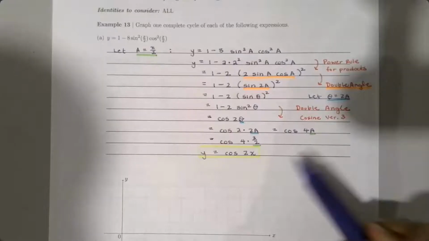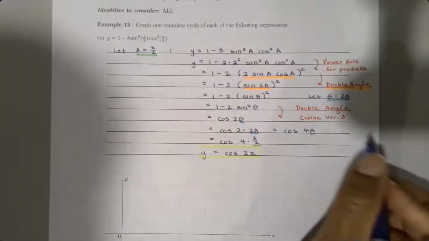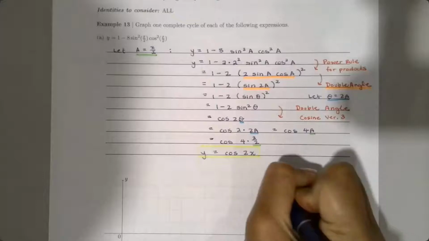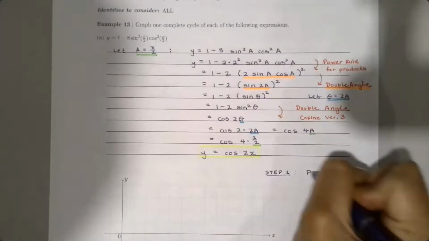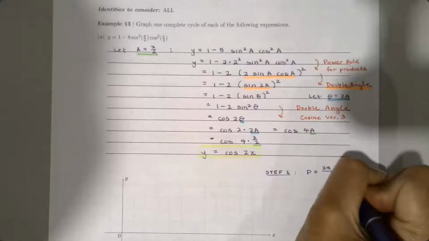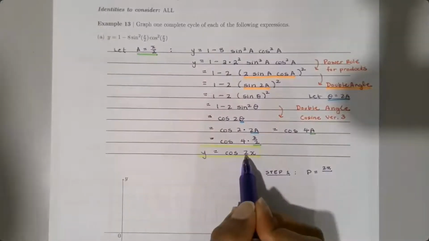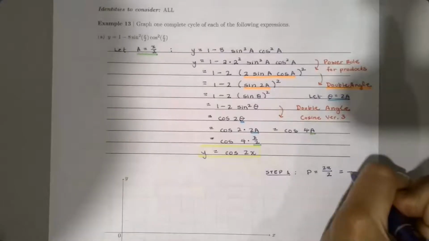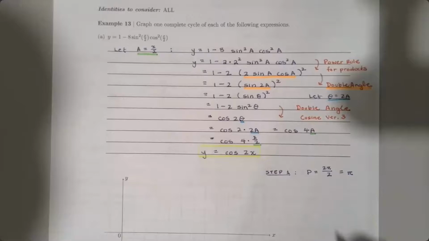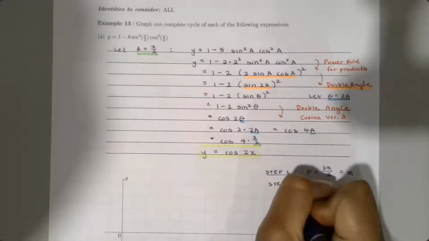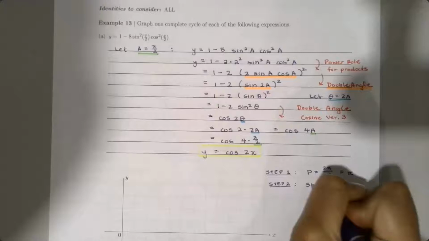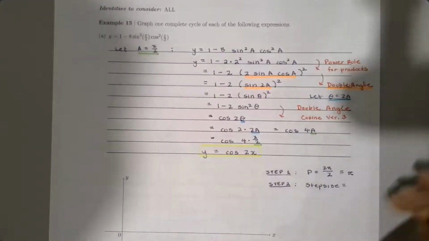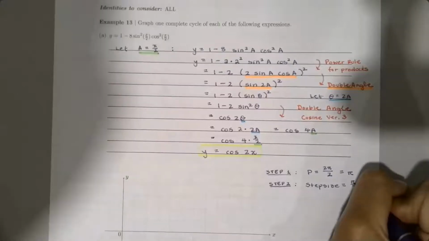So now that we have it in a form that we know how to graph, let's go through the steps for graphing. The first step is to find what the period will be. And remember, the period is always 2 pi divided by b. In this case, b is 2. Remember, b is always the coefficient of the variable. So we're going to get a period of pi. Then the next step is to find the step size. And that's going to be the period divided by 4. So that's going to be pi over 4.